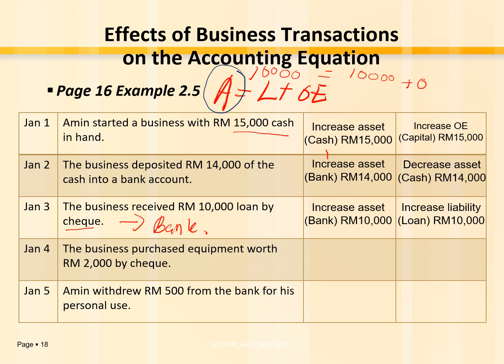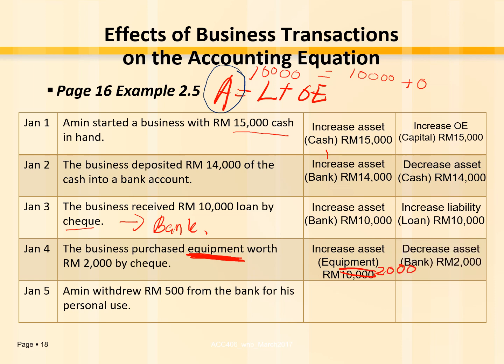Next, on the January 4th, the business purchase equipment worth 2,000 by check. So what happened here is that bila dia beli equipment, so kita akan meningkatkan nilai aset kita. So here, increase asset equipment by 2,000. Then at the same time, decrease the asset from bank sebab dia bayar guna check kan. So 2,000 right here. The last transaction is Amin, they withdrew 500 from the bank for personal use.